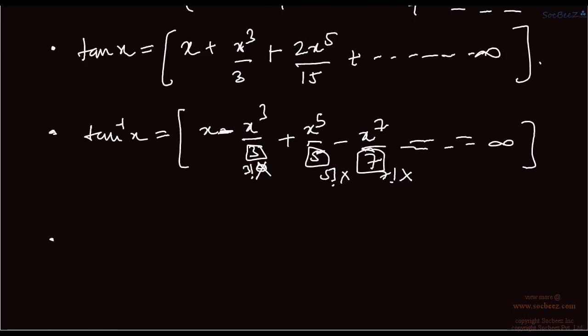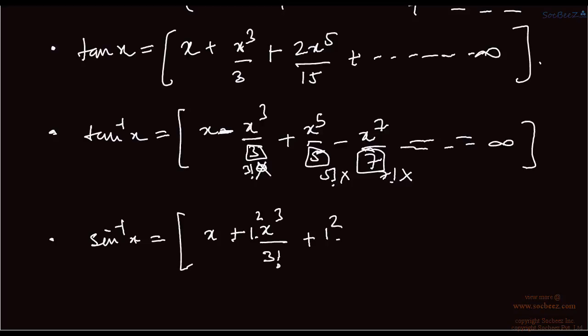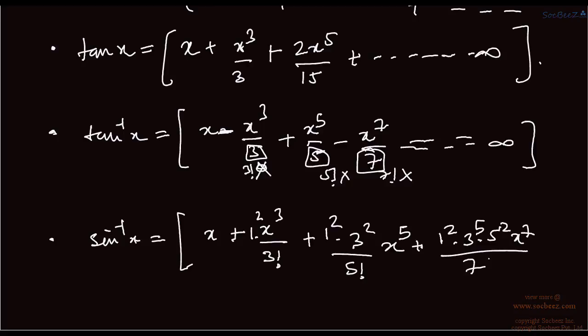Now the next one, which is sin inverse x, is equal to x plus 1 square x cube by 3 factorial, then 1 square 3 square x to the power 5 by 5 factorial. This is also hard to remember, so if you can remember, then it's good. Then x to the power 7 upon 7 factorial. The coefficients go like 1, then 1 3, then 1 3 5, then the next term will be 1 3 5 7, and like that.